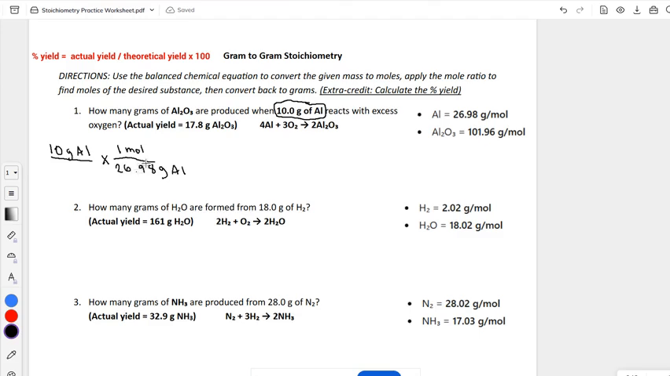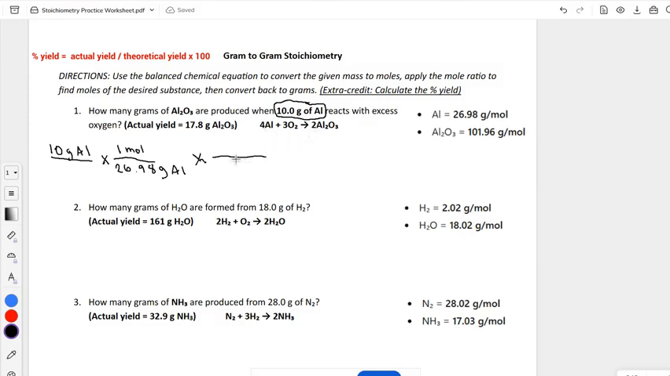So that's going to be a decimal, but we don't have to calculate that yet. We can just keep going. Times. Now we do the mole ratio. So now we're going to look. We want to go from aluminum to aluminum oxide. So aluminum, and you look at the balanced equation here, it's 4 to 2.